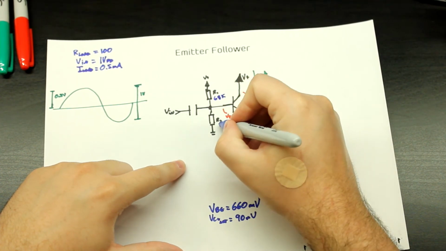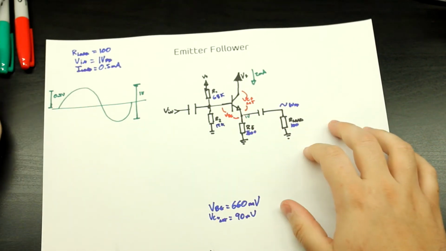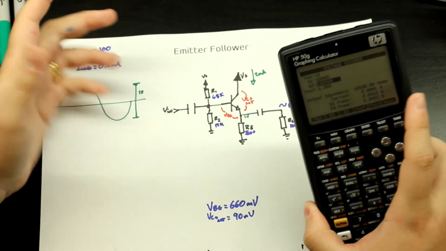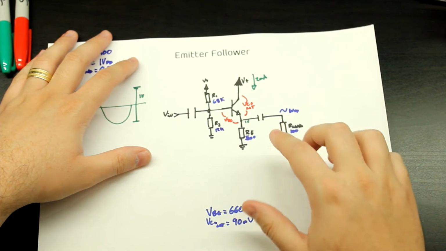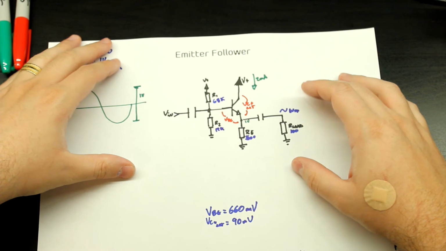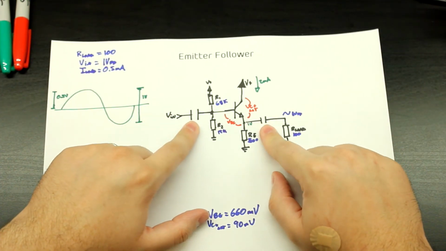68K. And here you'll have 12K. Okay? So, and our current is going to be like less than a milliamp. So now we've determined all of the resistors in our emitter follower. The only thing left to do is to determine these capacitors.